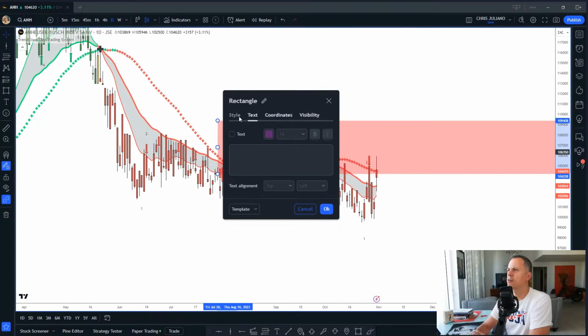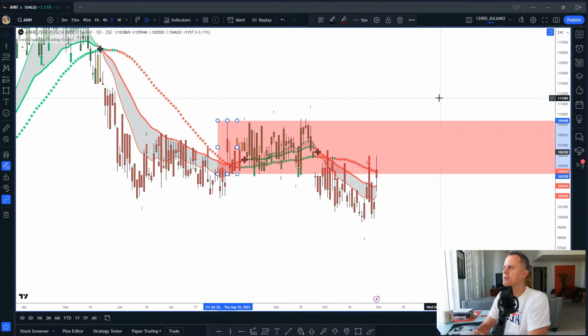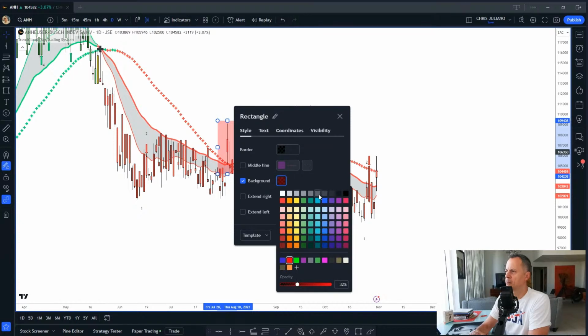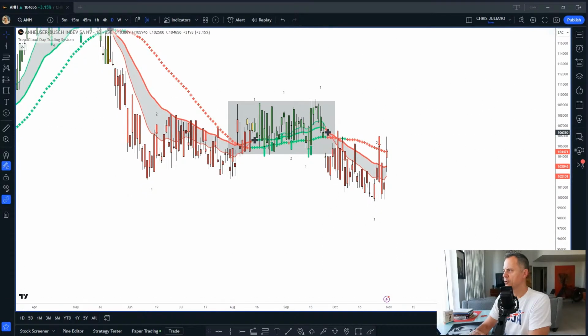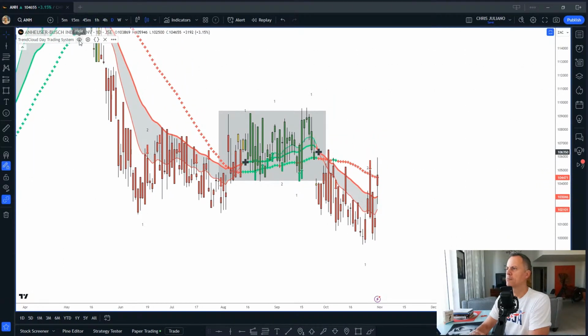Let's do it like this. So when you draw a rectangle out, guys, just double click, right? And you can take off extend right. I like to put extend right on because I'm using it to draw out my supply and demand zones. But if you take it off, right, and you say gray, it's a great way to draw sideways movements like that. Pretty cool stuff.